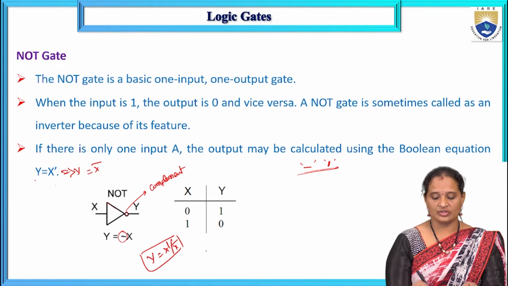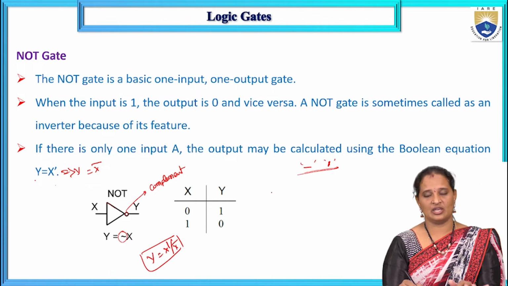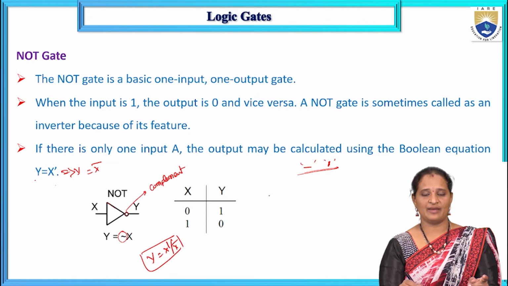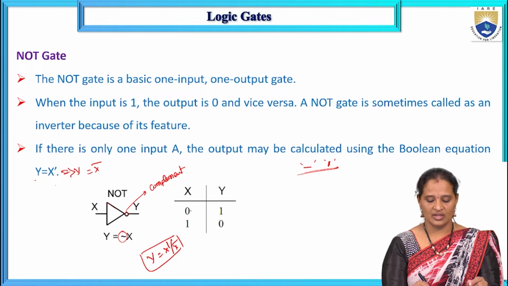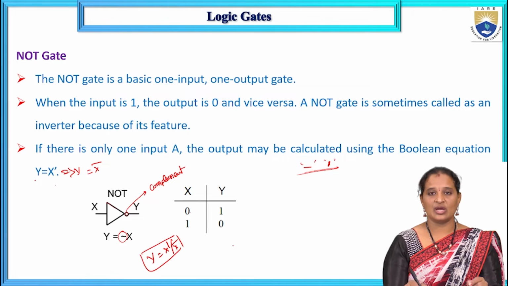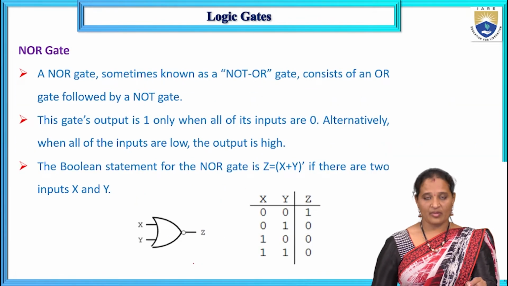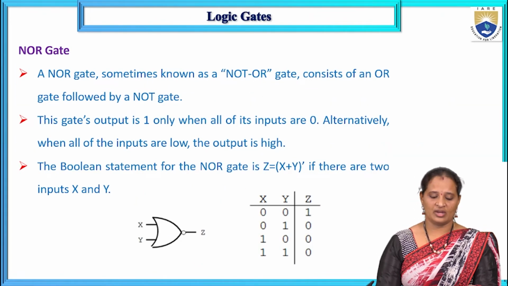Okay. So coming to the truth table. As it is a single input gate, with one input we have only two combinations. That means the input may be either 0 or 1. If the input is 0, the output is 1. If the input is 1, the output is 0. So this is the NOT gate. Now coming to the next gate, the NOR gate.